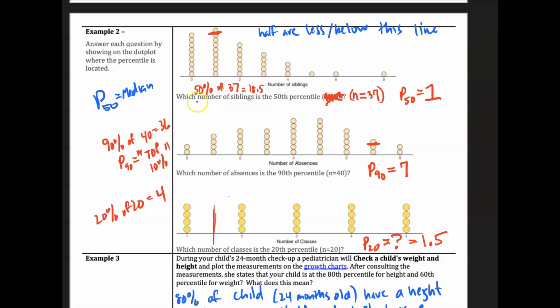Here are the number of siblings. Which number of siblings is the 50th percentile? On your note sheet it says 40 here, but it's really 37 data points. So what we really want to do is cut the data in half. Half of 37 is 18.5, which is in this area. So from here to here, that is a total of 18. From here to here is 19 data points.